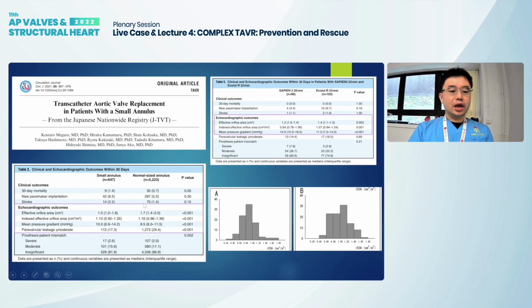Echographic outcomes, it is not surprising to see that the effective orifice area is less for small annuli going for TAVI, and also with a higher residual gradient. And in this study, when comparing S3 and Evolut, it seems that there is better hemodynamic outcome with the self-expandable valve. However, for prosthesis patient mismatch, there is no statistically significant difference between the two.